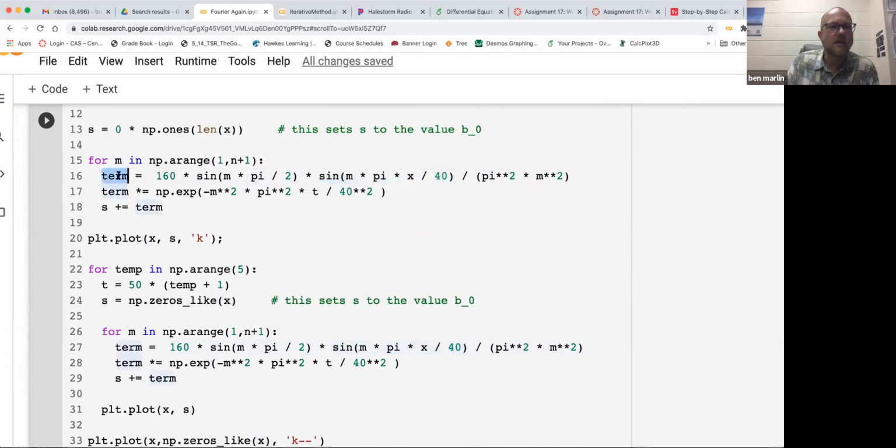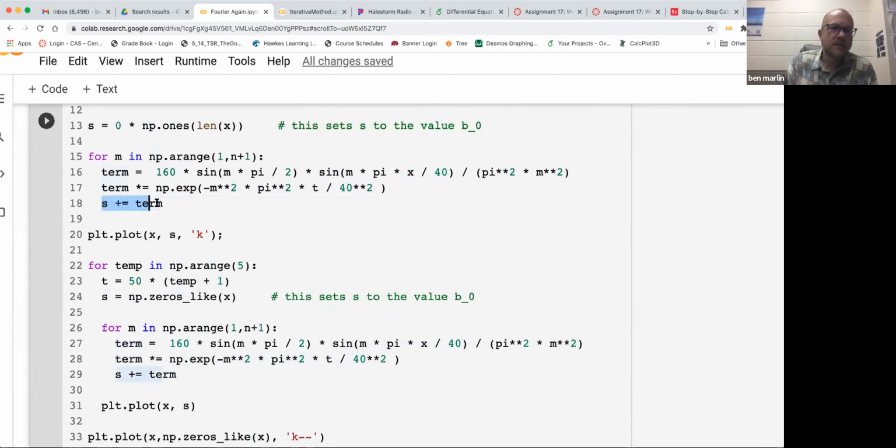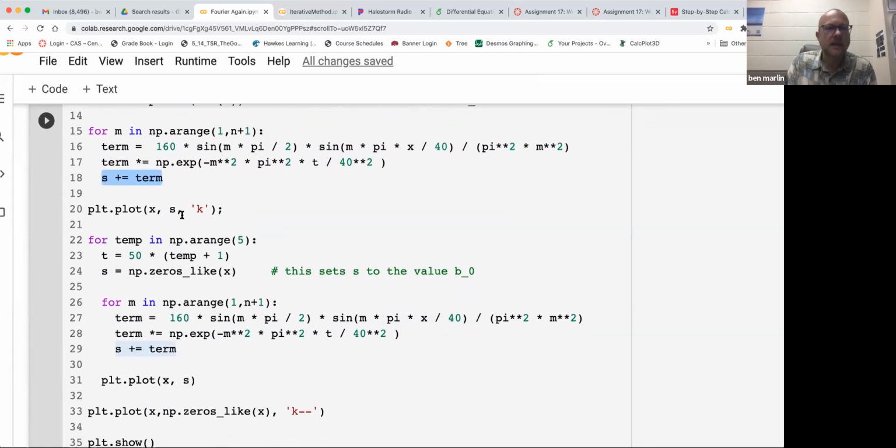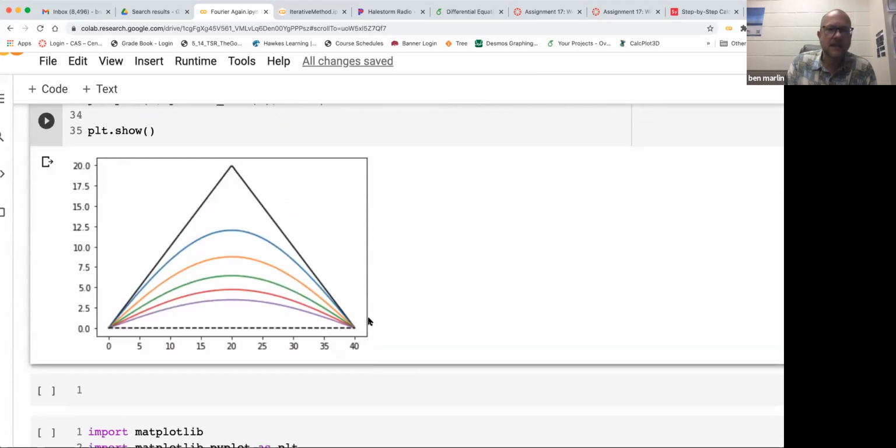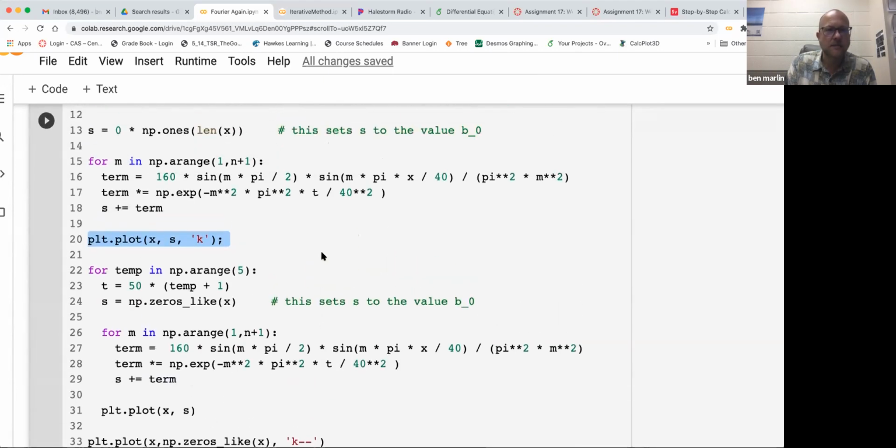So I went ahead and called this term. And then the next part of it, I said, take the term and multiply it by the exponential there. Okay, exp for e to the power. And that there has the minus m squared and so forth in it. And then I told it to go ahead and add the term into the s values, and then to go ahead and plot that. As you'll notice, that says that it's plotting with the K. K means we're plotting in black, and black is the tent shape that we have up at the top.